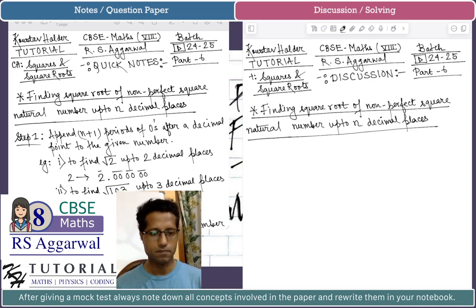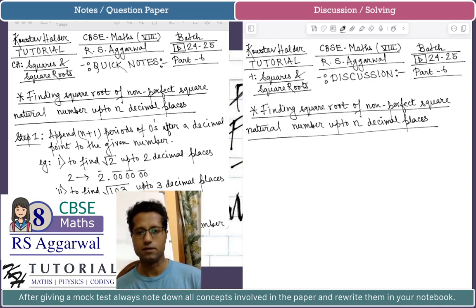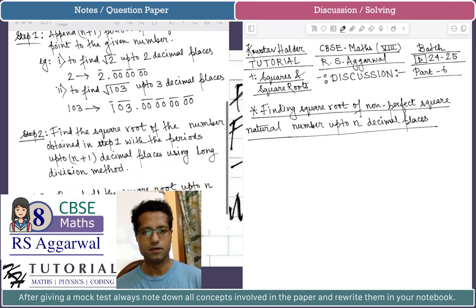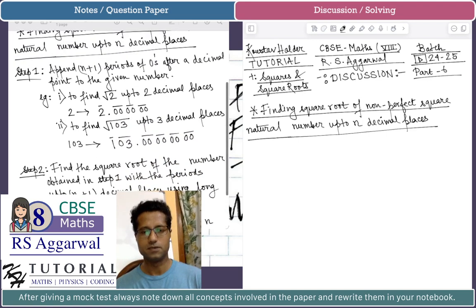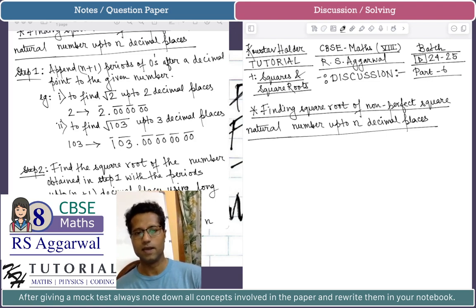Let me first quickly check if everything is visible or not. Okay, so as you can see on the notes on the left hand side, there are basically 3 steps. The first step is, let's say you are asked to find the square root of the given number up to n decimal places, where n can be 2 or 3, or it can be 4. Generally it will be 2 or 3.